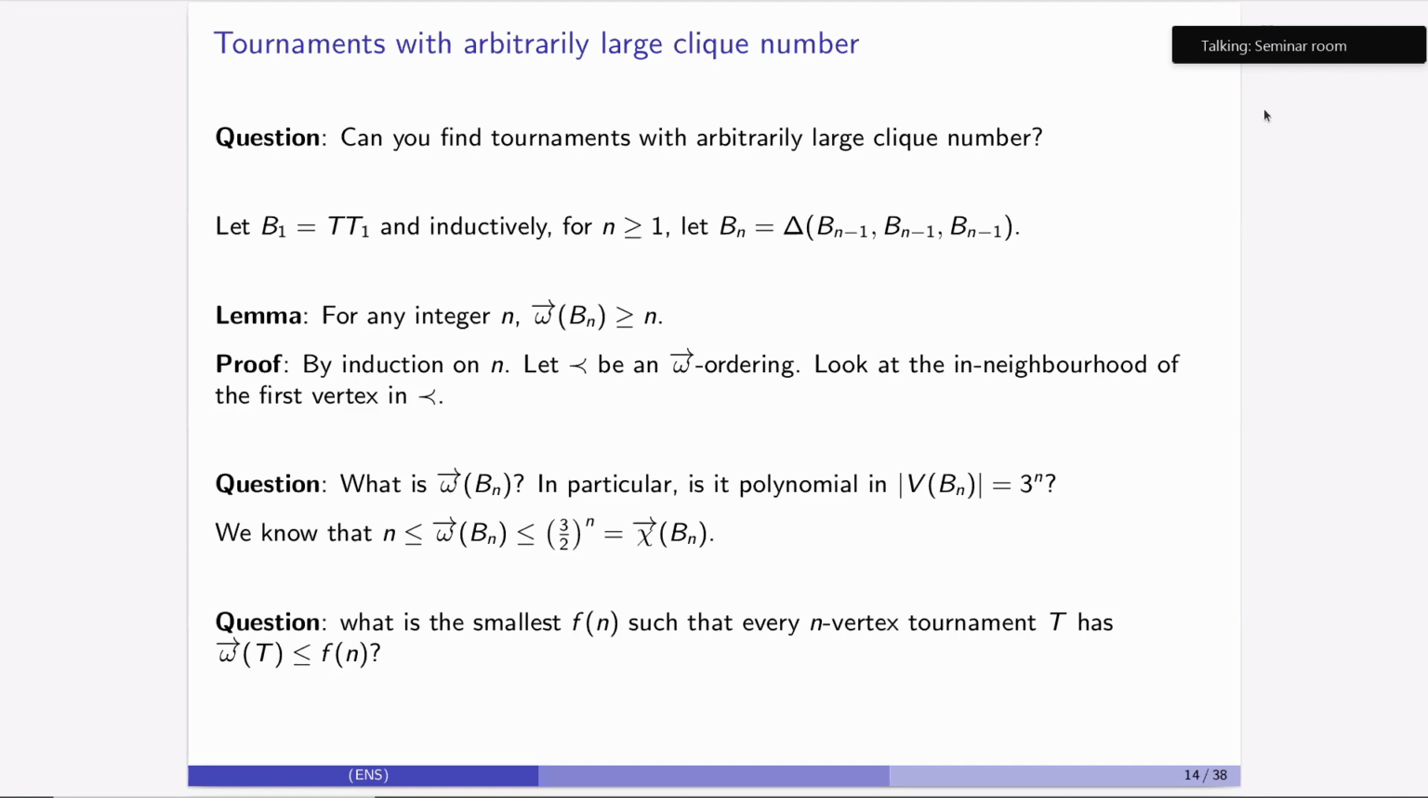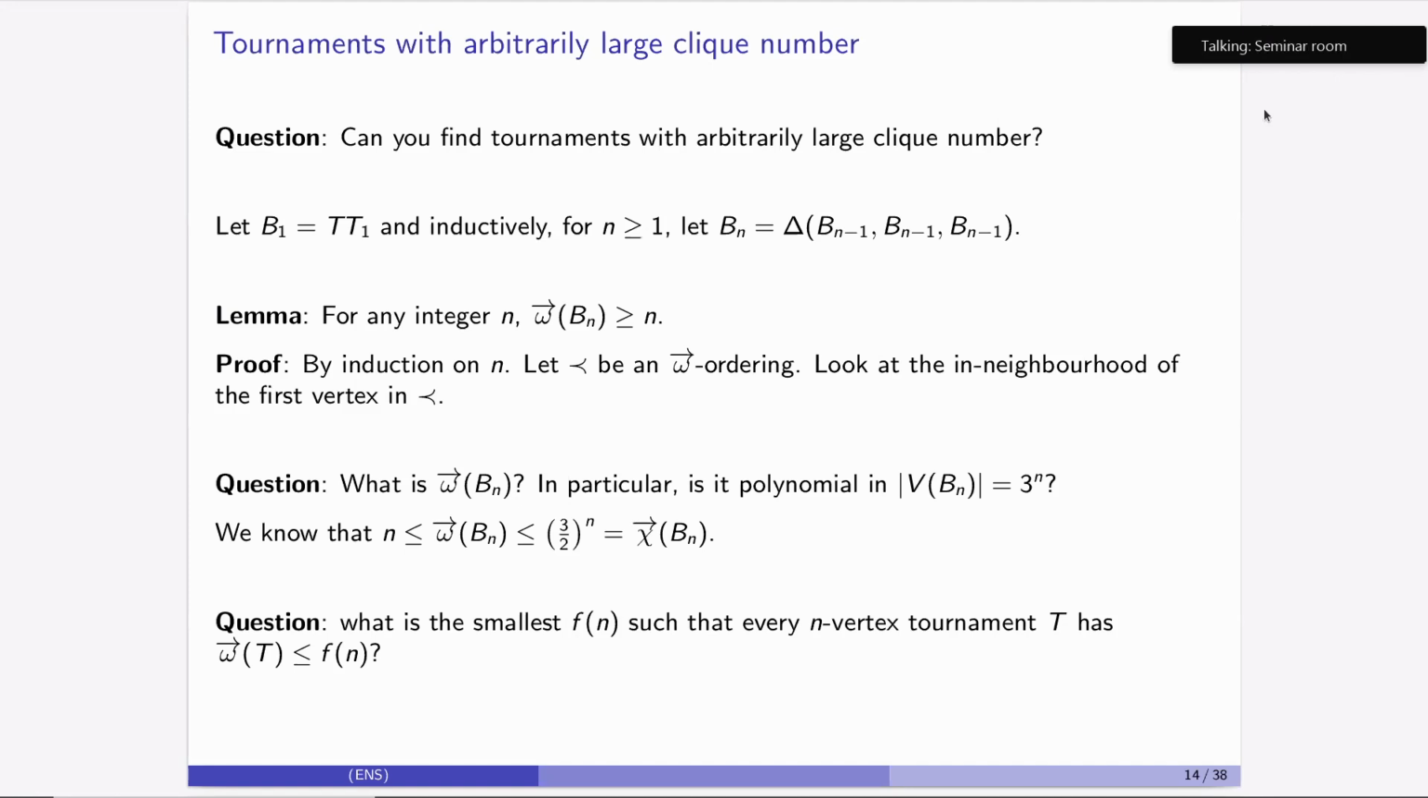The best bound I have for f is logarithmic. So it's certainly not true. It certainly should be polynomial in n. I know that there is an n-vertex tournament with clique number logarithmic in the number of vertices. This one, exactly.